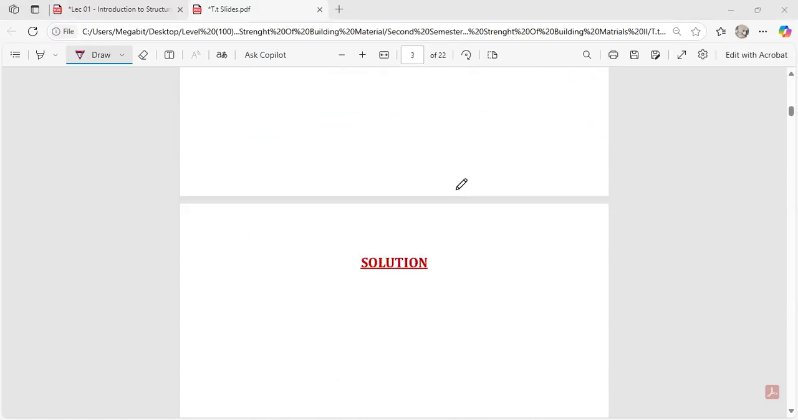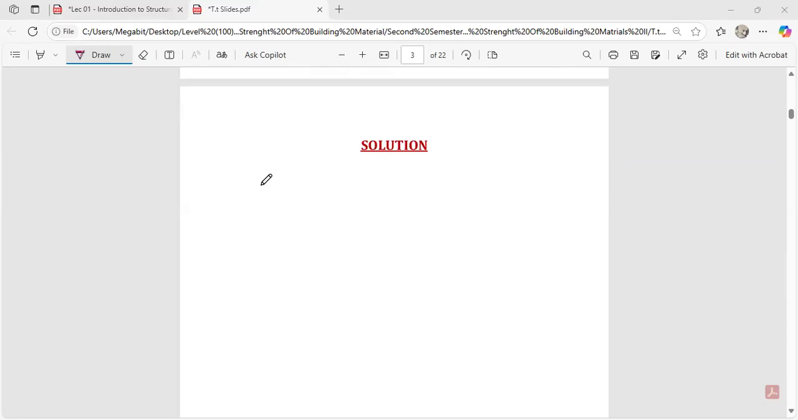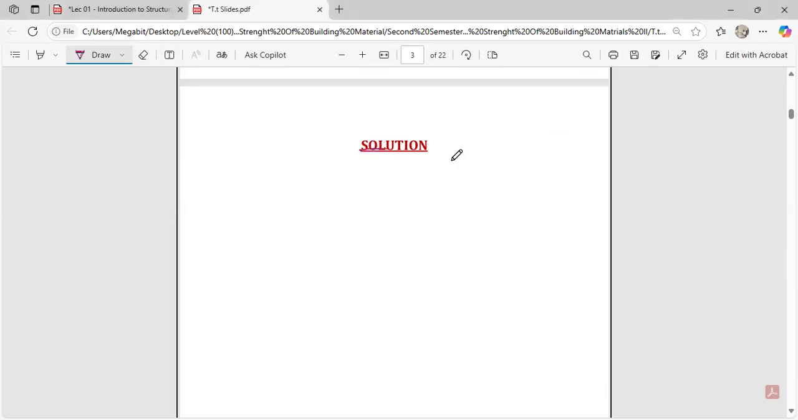Okay, so let's come to the solving of the problem. So we said, first of all, what are you going to do? You are going to draw the free body diagram. So first of all, you come to your given. Okay, so this is your given.